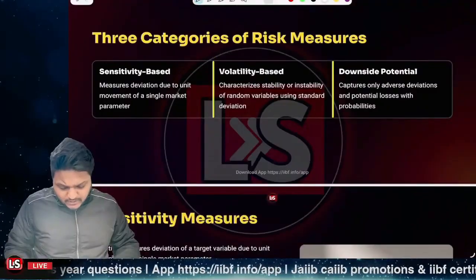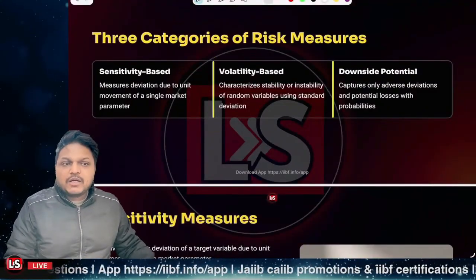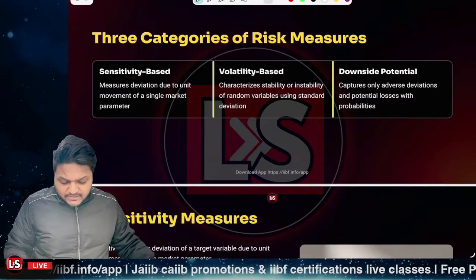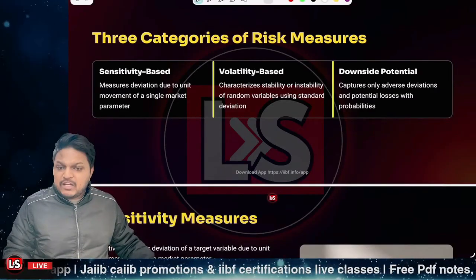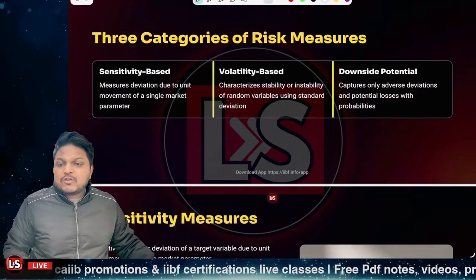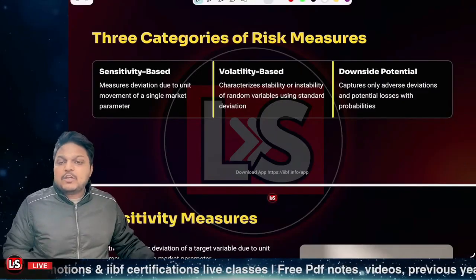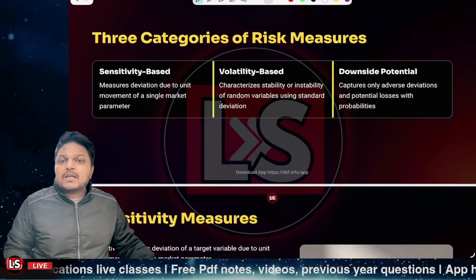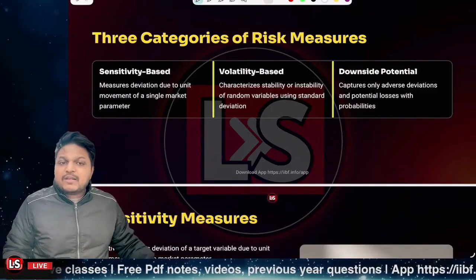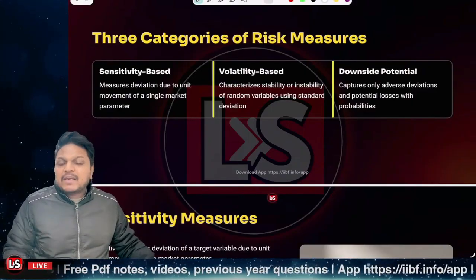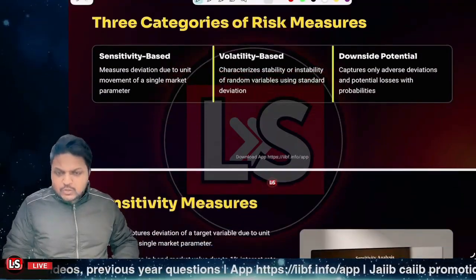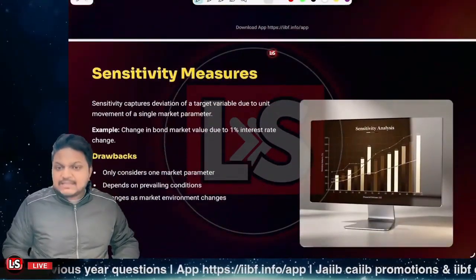We are going to cover the three categories of risk management. Now, what are the three categories of risk management? First one, we have the sensitivity based, and identification can be done on sensitivity. Second one, it's based on volatility, and the third quantitative measure where the risk can be classified is based on downside potential. So first of all, we are going to cover the sensitivity measure.